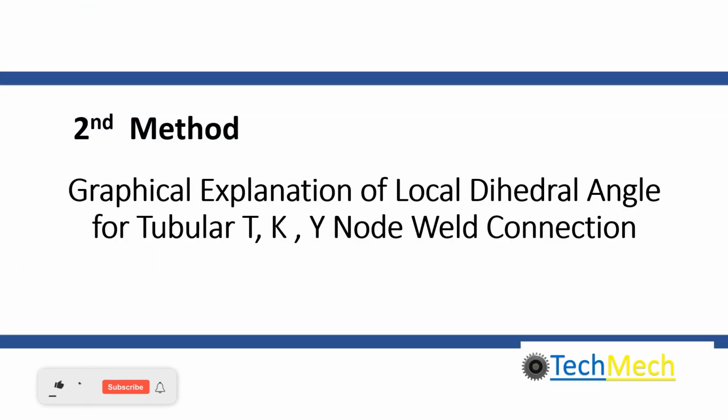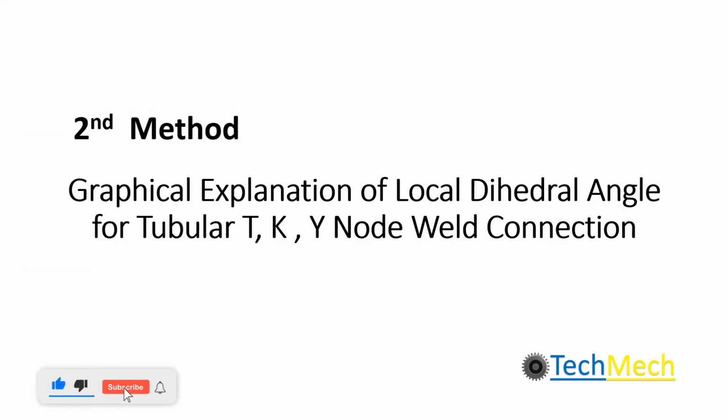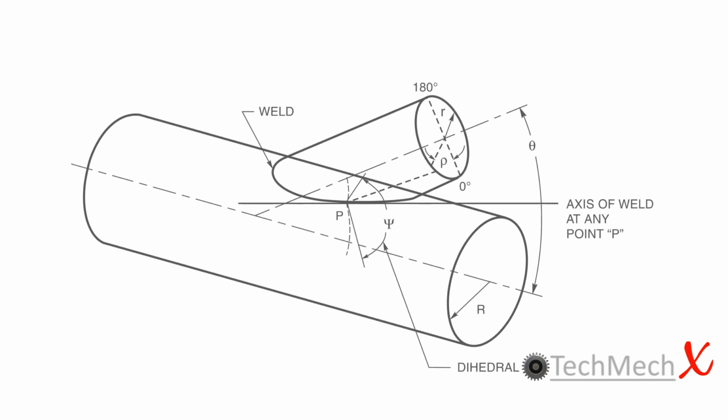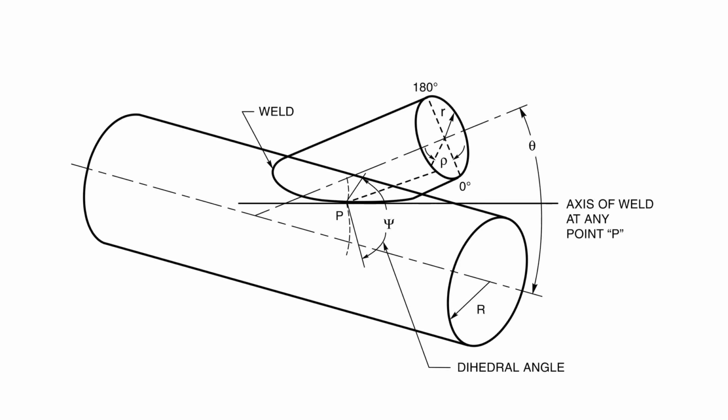Graphical explanation of local dihedral angle for tubular TKY node weld connections. For zone marking, only one half side of the stub needs to be marked, as it will be a replica of the other half. This is important to remember when determining the local dihedral angle. The red circle represents the stub diameter, the blue line represents the dihedral angle.